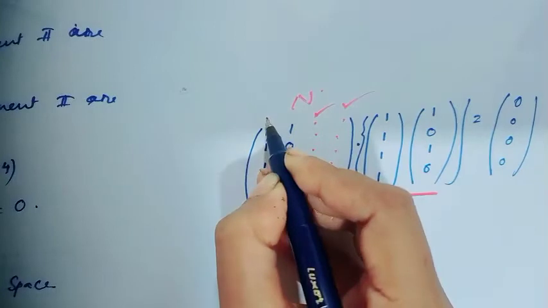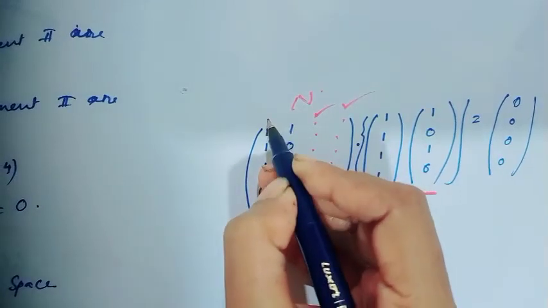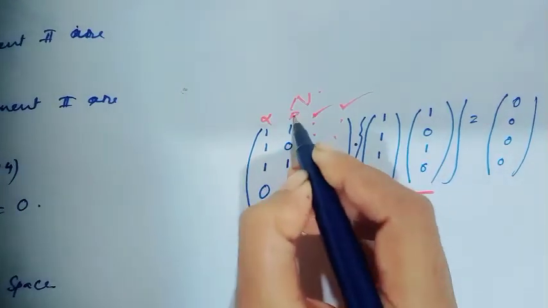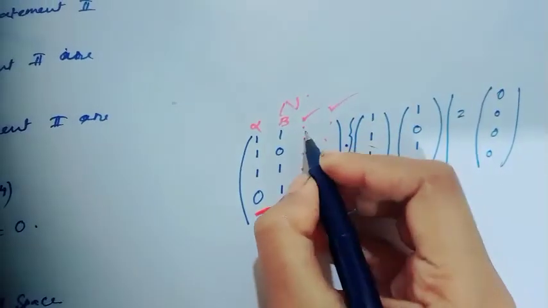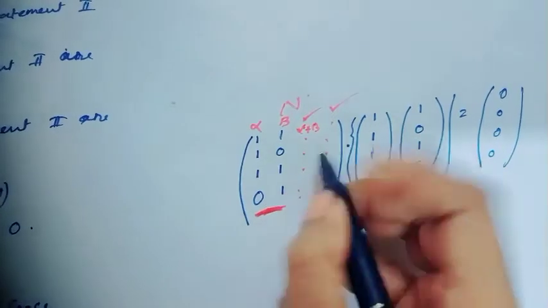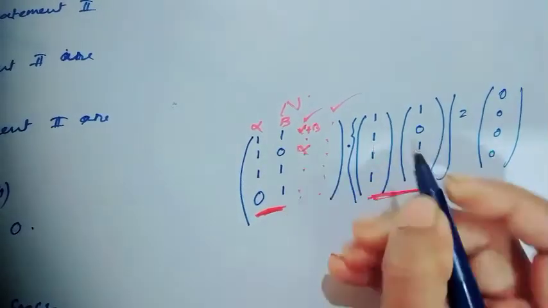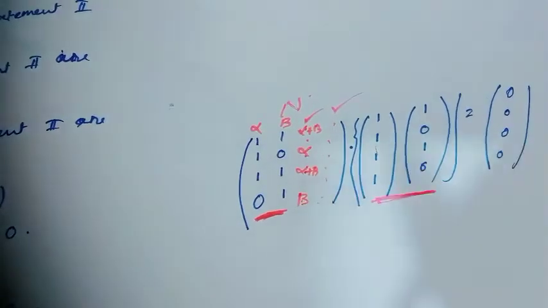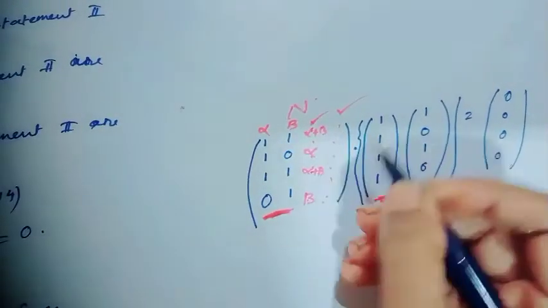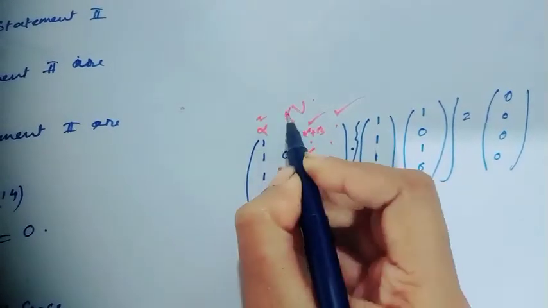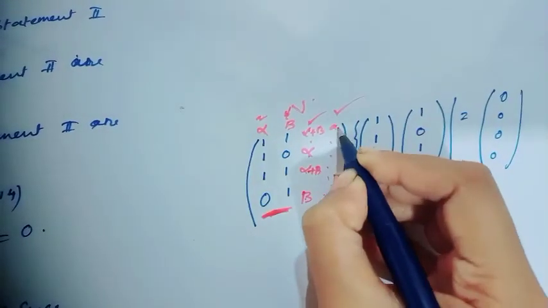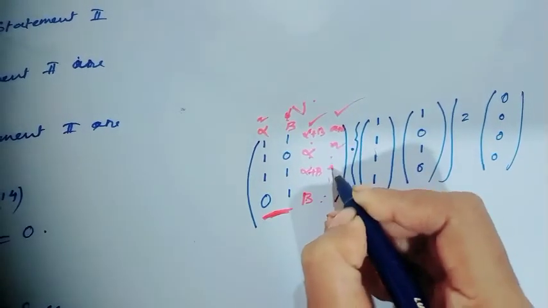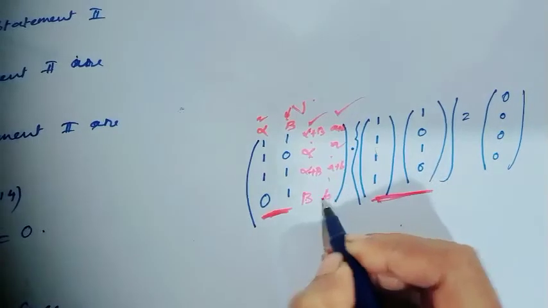So consider this vector as alpha and this vector as beta. Then this column would be alpha plus beta, alpha, here also alpha plus beta, and here beta. For this column, consider this as A and B. Then this would be A plus B, A plus B and B.